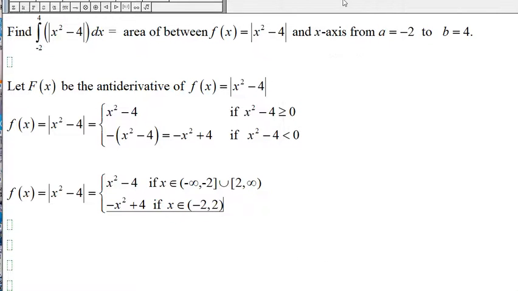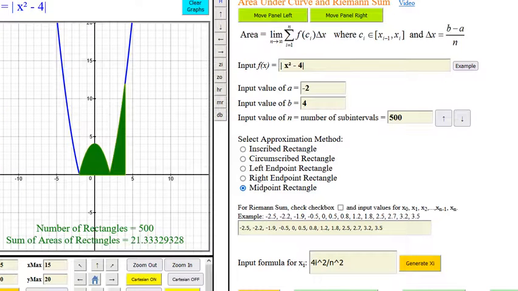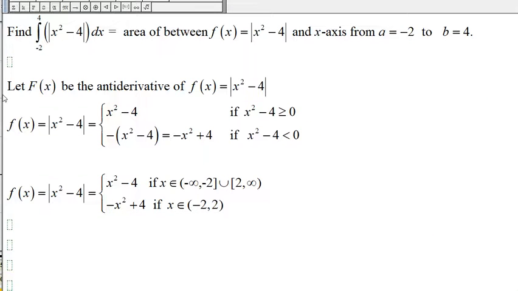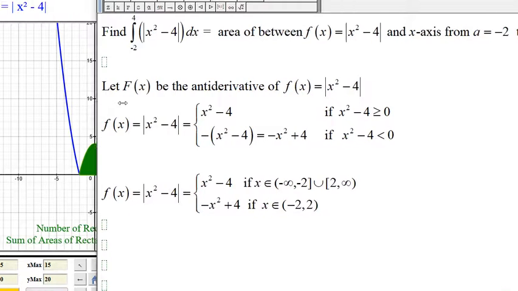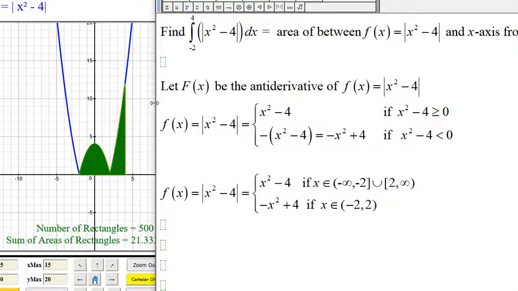And now we can look at the graph, the shaded region right here, and figure out how to help us set up the integrals. And so from negative 2 to 2, we need to use this equation right here for the integral. And then from 2 to 4, which is in here, we will need to use this equation.